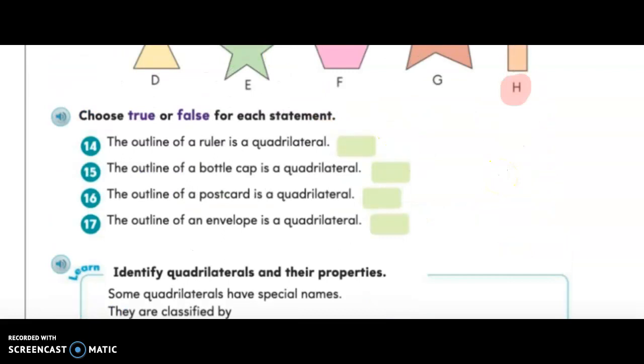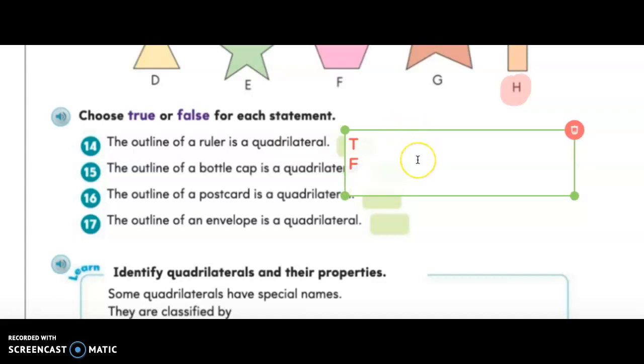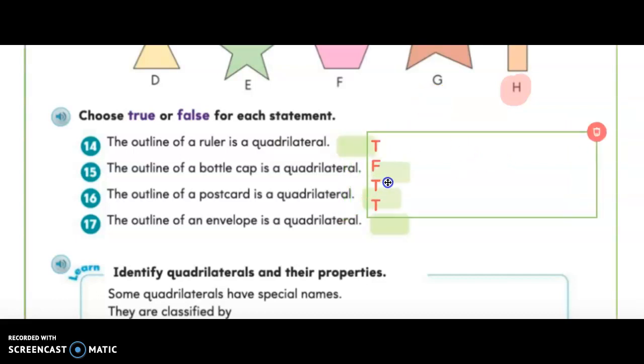So we're going to do some true and false here. So the outline of a ruler is a quadrilateral. That is true. A ruler has 4 sides. The outline of a bottle cap is a quadrilateral. False. Bottle caps are round. That would not work. The outline of a postcard is a quadrilateral. True. And the outline of an envelope is a quadrilateral. That is also true.